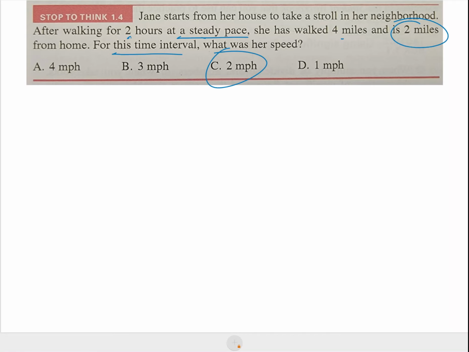2 hours, went 4 miles at a steady pace, that's 2 miles per hour. Okay? All right, so the key phrase there was at a steady pace. Very important. All right, so that is it. We're done. Questions on this?